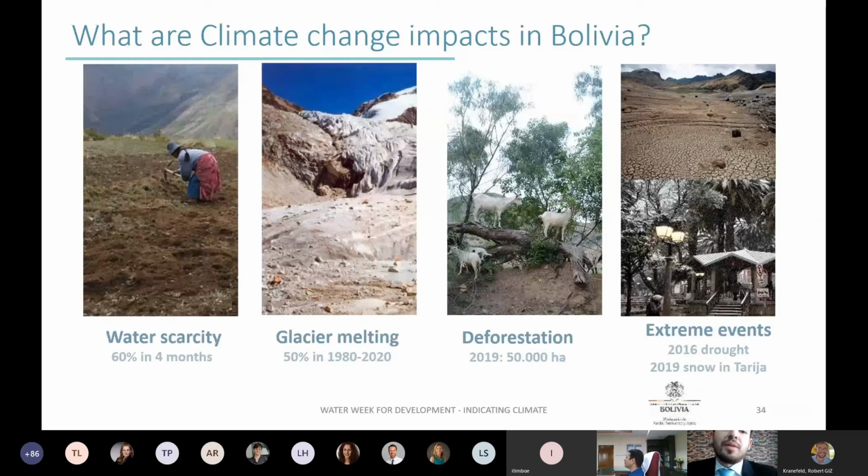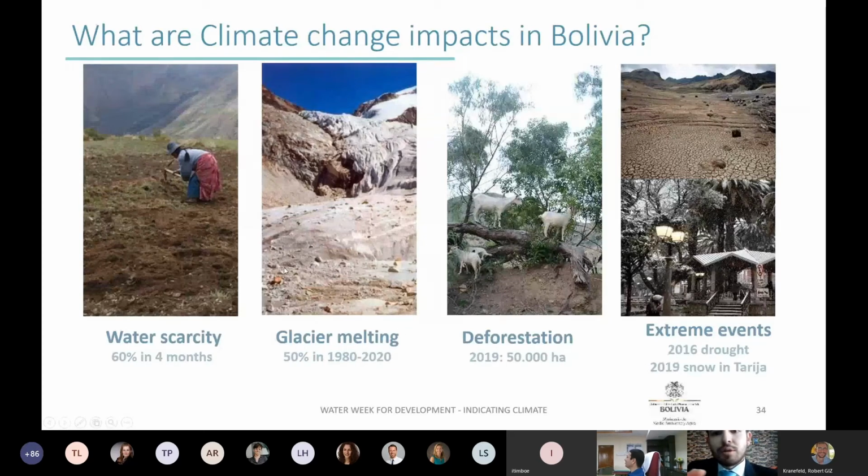Okay, so what are the climate change impacts in Bolivia? So we have a lot of impacts, but I'm going to focus on the main ones here. Bolivia has very high climatic and environmental diversity as a consequence of marked topographic gradients. Due to this spatial and temporal variation, we face water scarcity, and large areas in Bolivia have a strong annual water deficit. Here in the first picture, you can see that 60% of the precipitation falls in 4 months. This is in the rainy season. During the dry season, we have many regions suffering from water scarcity.